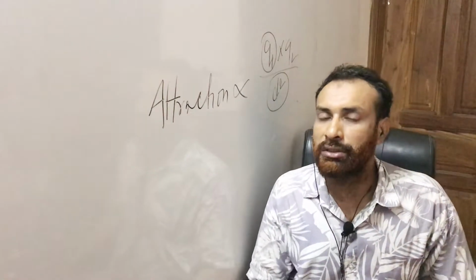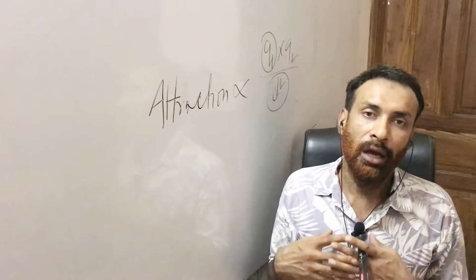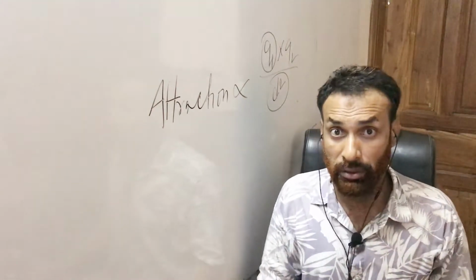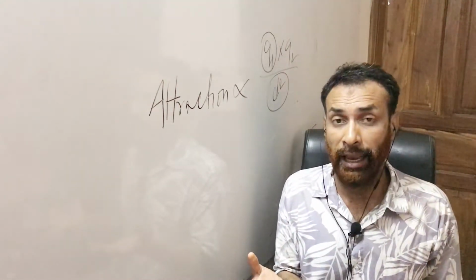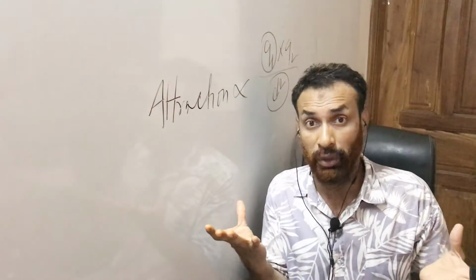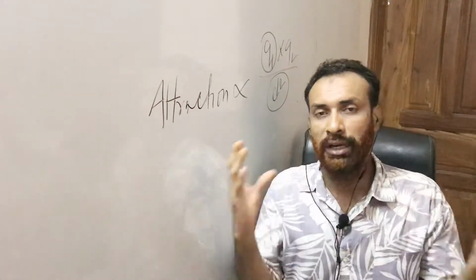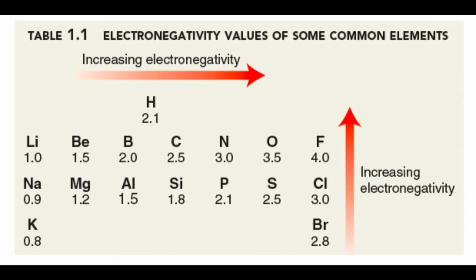And the scientist Linus Pauling has derived a scale. This is a relative scale. He has given some values. These are relative values of all the elements in the periodic table. You just know the relative trend. From left to right, this value increases, and if you go down the group, the value will decrease. This is the comparative sense.